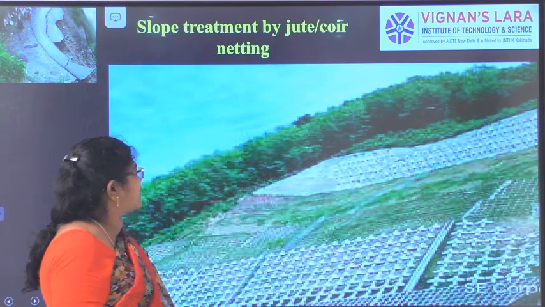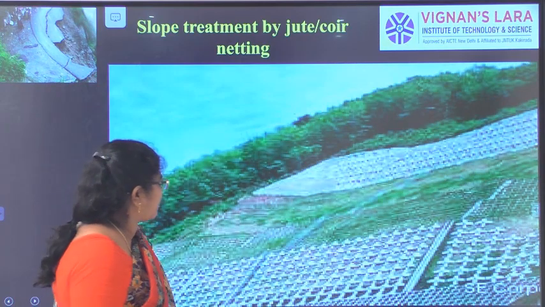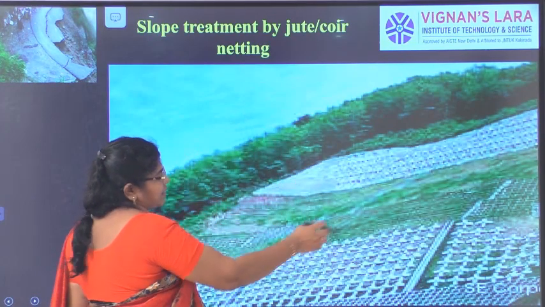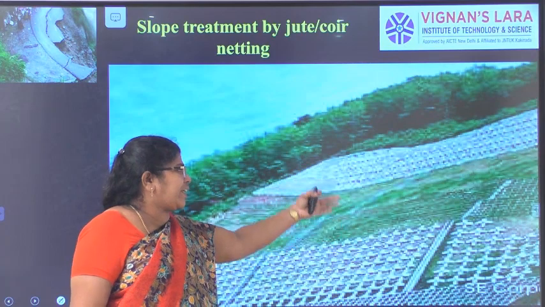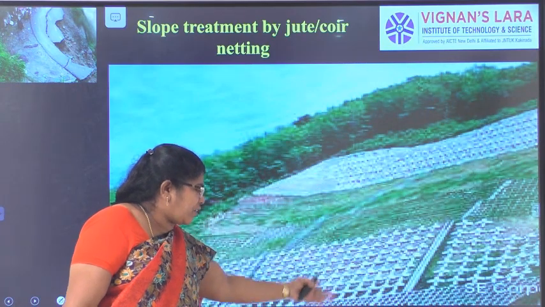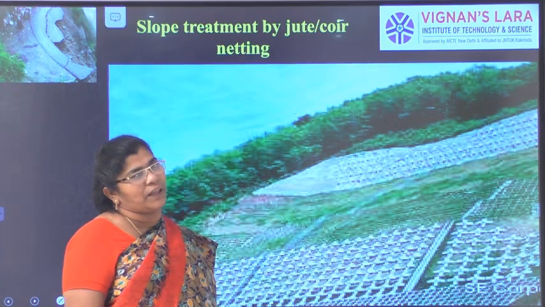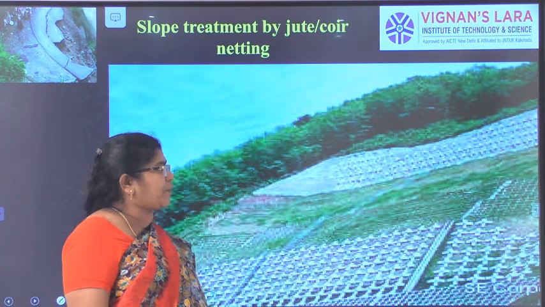Horizontal drains. Here you can see it is the jute or the coir. These are the jute or coir netting. The vegetation is there, with jute or wet coir placed like this. So the movement of the soil will be minimized, the ingression of water will be minimized, and this will prevent the water.